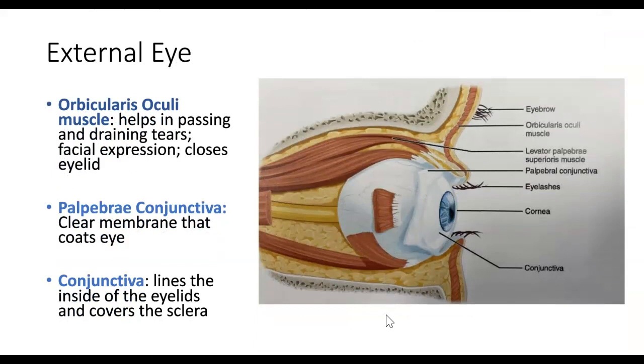Looking at the external eye, we talked about some of the different muscles when we looked at the muscle unit. Your orbicularis oculi muscle helps in passing and draining tears, facial expression, and closes the eyelid, like if you were winking. Your palpebrae conjunctiva is a clear membrane that coats the eye, so that would be located up in here. And then the conjunctiva is going to line the inside of the eyelid and cover the sclera, which is going to be the outside area.